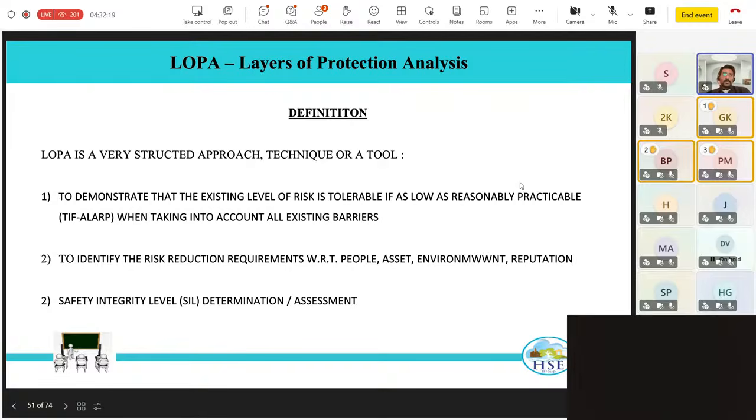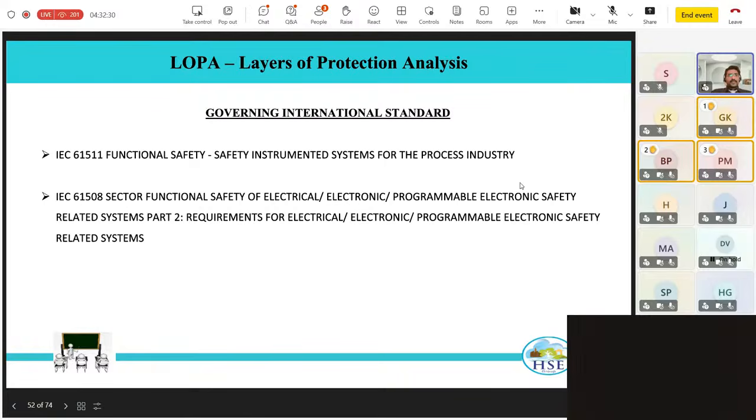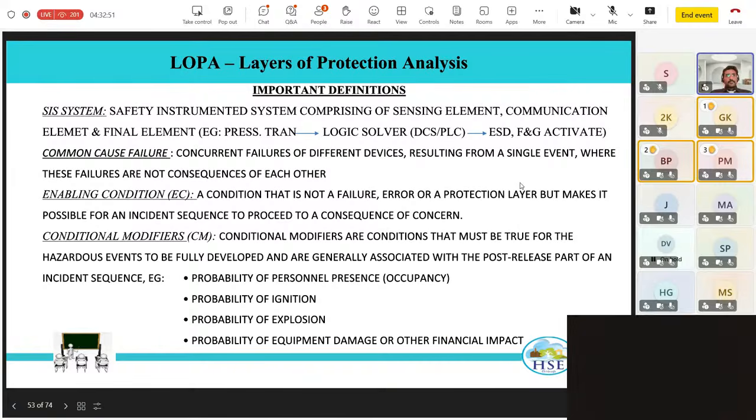That is an important outcome which comes out of a LOPA study, a SIL determination or SIL assessment, which gives you what level of SIL is required to ensure the holistic safety of a system. So that is the definition of LOPA. Next, there are governing standards. I said IEC 61511, which is functional safety that is used for HAZOP as well as LOPA. Next, there's a separate IEC 61508 that is basically for functional safety of electrical and electronic programmable logic solvers and other things. So these are part of the electrical safety. Next is important definitions.